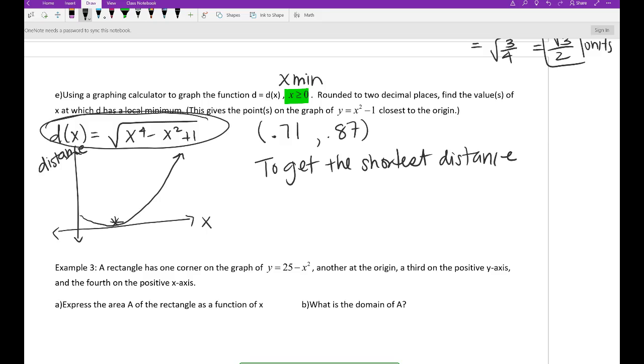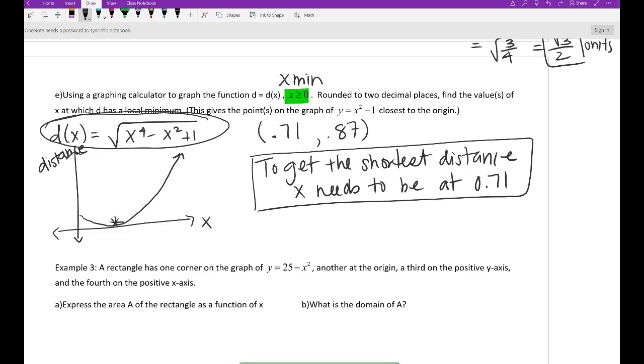All right, here we go. So I need to spell it out because this is a word problem. To get the shortest distance, x needs to be at 0.71. Okay. Did you guys spell this out? Yes. Great.